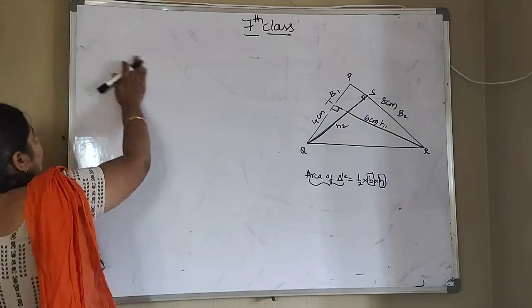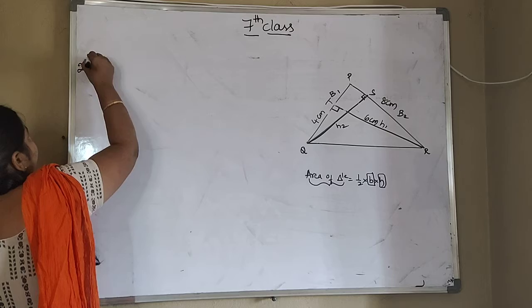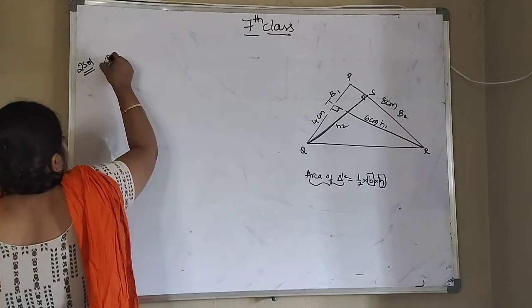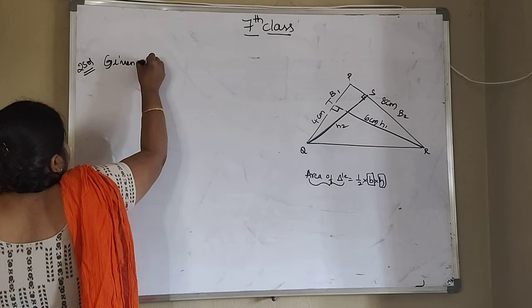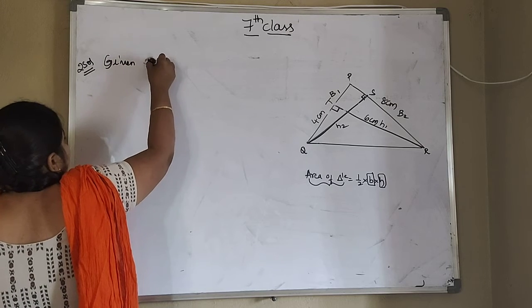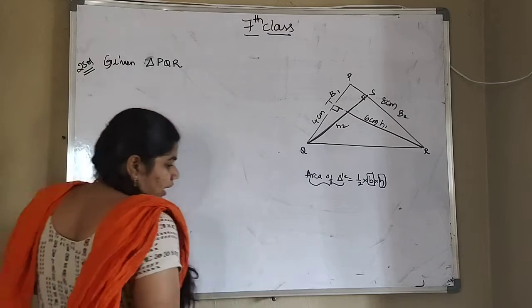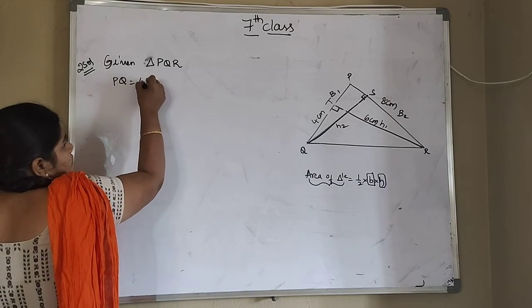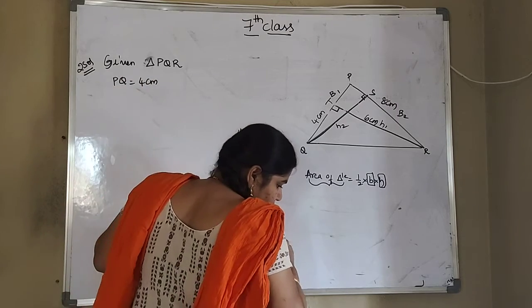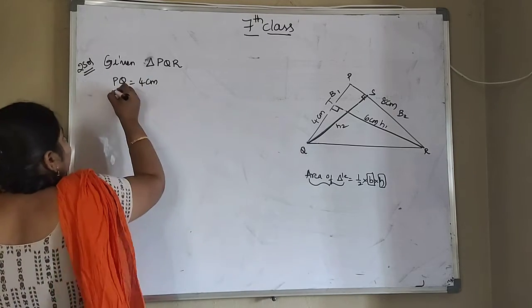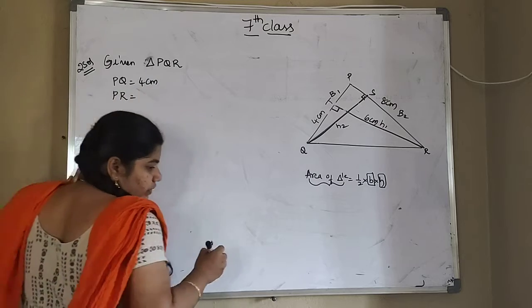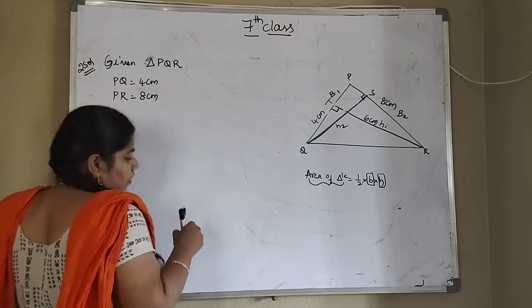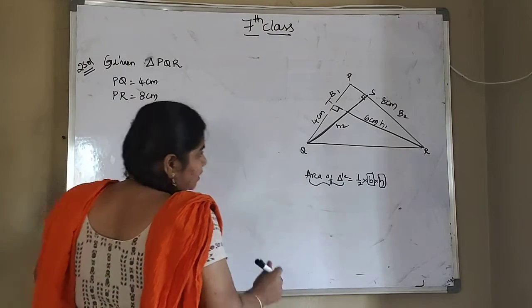Okay, so first what we have to write, whatever information they have given, you write that. So they have given triangle PQR, and they have given that PQ is equals to 4 centimeters and PR is equals to 8 centimeters and RT is 6 centimeters.